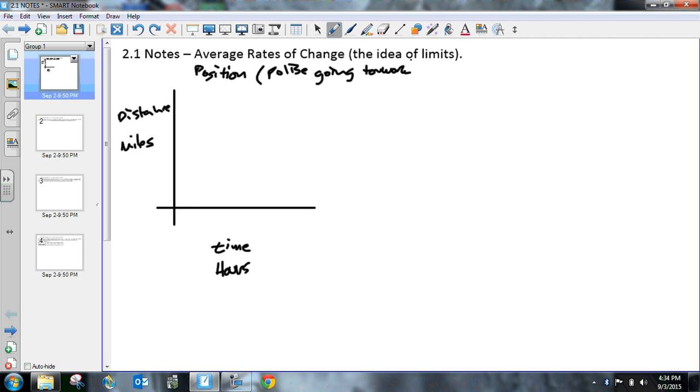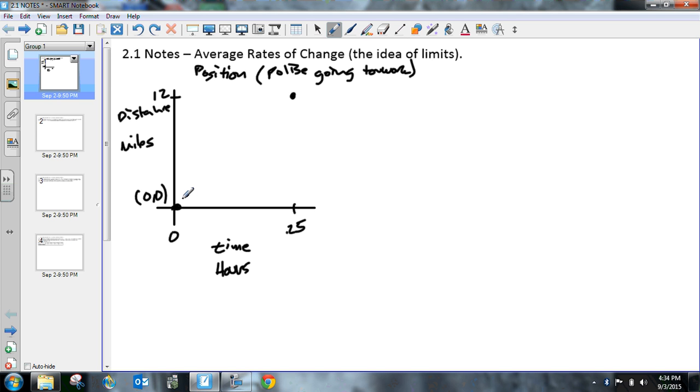All right, so at time 0, I haven't traveled any distance. I'm at 0 distance. This is the point (0, 0). I've traveled 0 miles. I live approximately 12 miles from school, and it takes me about 15 minutes, or a quarter of an hour, so 0.25 hours to get there.